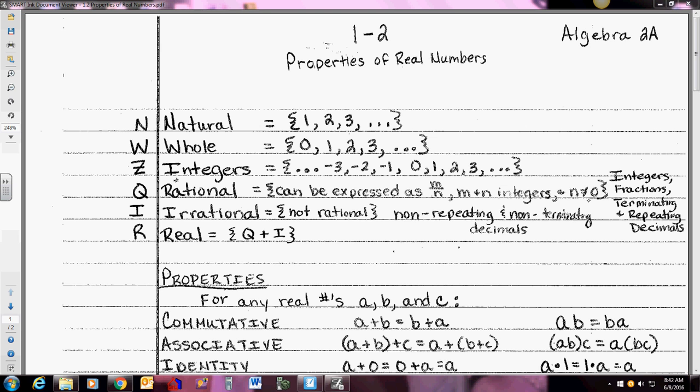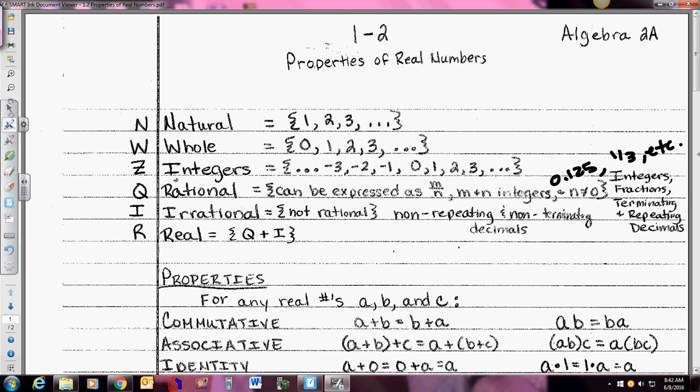Rational numbers can be expressed as m over n. M and n are integers where n cannot be 0 because then it would be undefined. So it's integers or fractions. Let's see here, terminating, repeating decimals. So for example, you could have, let's see here, would 0.125 be a rational number? Yes. Okay. What about 1/3, etc.?